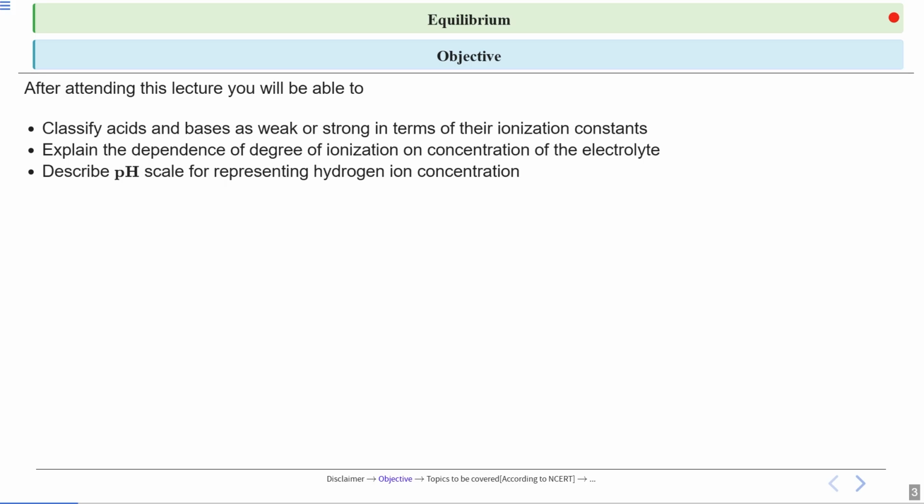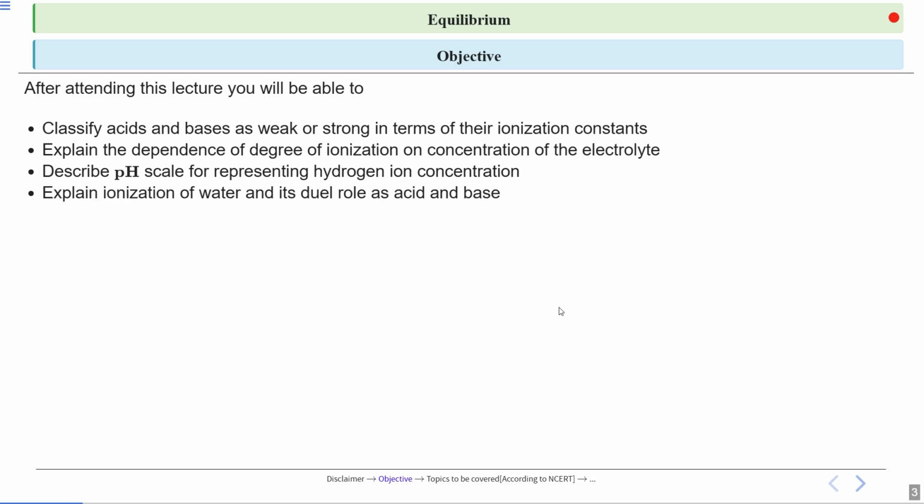So to give a specific way to represent this H plus concentration was very important, because H plus concentration has a very tedious way of representation due to its variance. So to represent it in a simple way, we have this pH scale. We will see on to it.